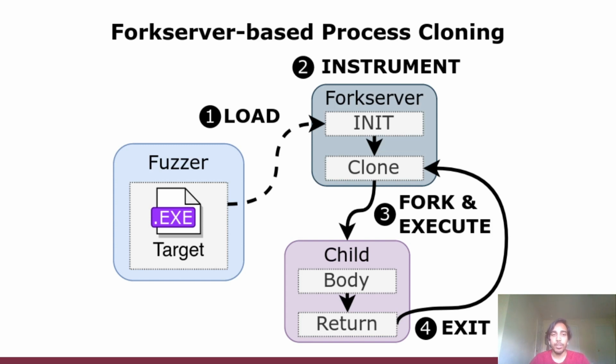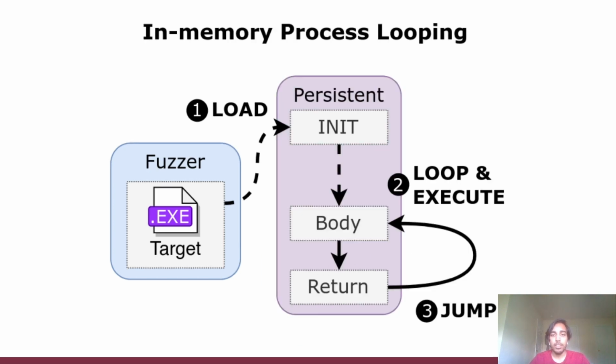Now this technique is much faster than the previous process creation technique, but it has its own flaws, which we'll see. And the third and the fastest technique is called in-memory process looping. In this technique, the target itself has a loop, and the loop body is the code we want to fuzz.